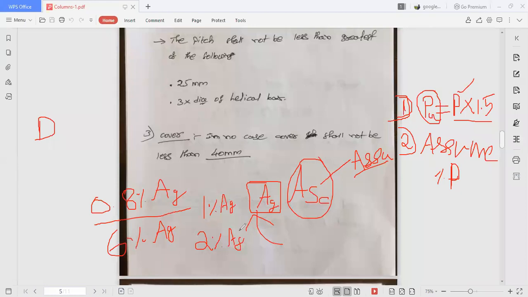Even though concrete is strong in compression, why are we providing steel? I have said the reason. The only reason is, if you provide steel, the steel itself will take some portion of load. That's why concrete area can be reduced.